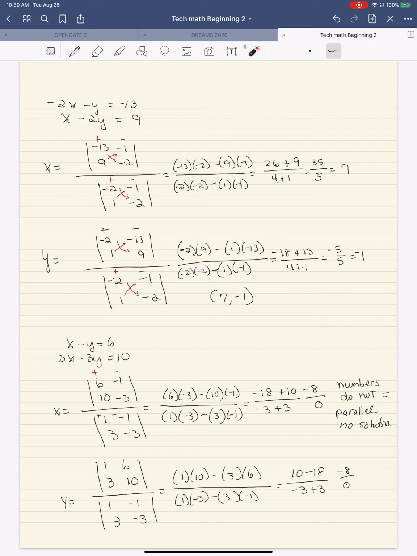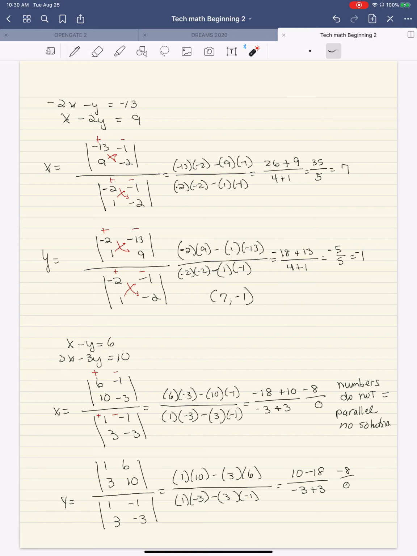All right, let's look at the parallel and then the same lines. What happens when lines are parallel? What happens when they're the same line? Again, this is one of the examples we went over before. So I set my determinant up. The denominator consists of 1, 3, minus 1, minus 3.